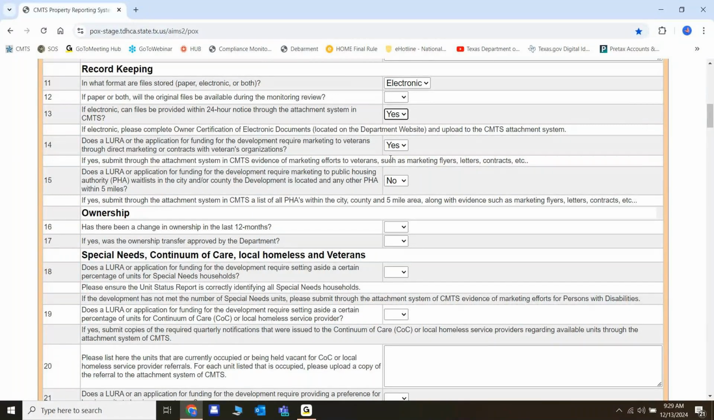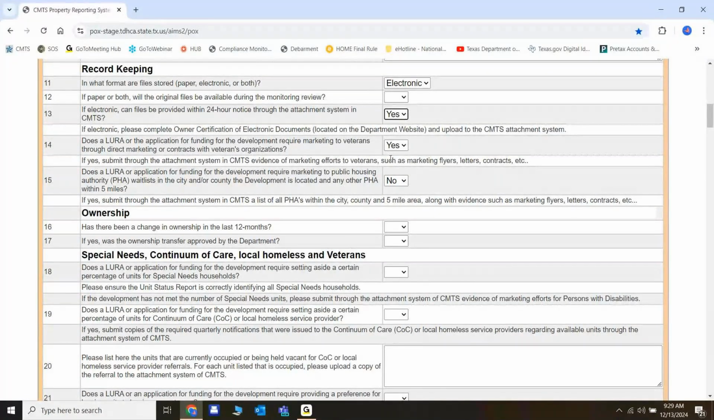So if the owner said, yep, in order to get points, I'm going to market to veterans, yep, in order to get points, I'm going to market to these PHAs within 5 miles, we're monitoring not from the LURA, but from the application. So we changed the language in the compliance monitoring rule to say that we'll monitor services based on your LURA or application. So we wanted our monitoring review questionnaire to reflect the same thing.